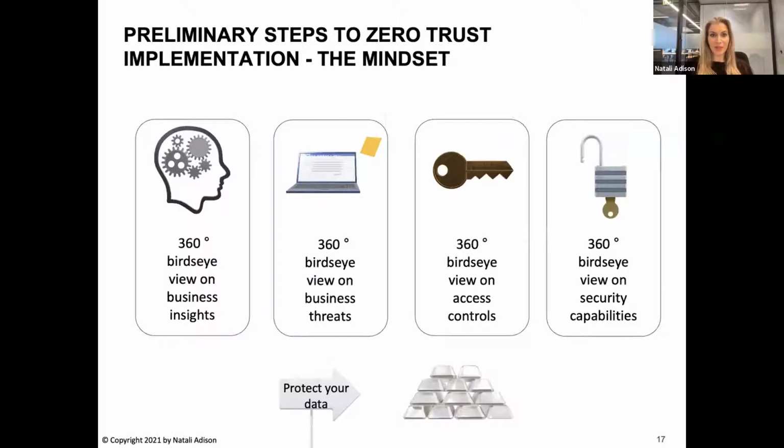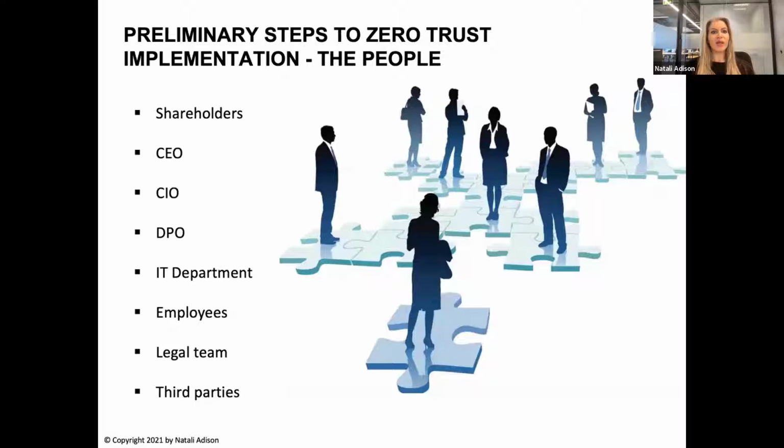Some preliminary steps need to be taken in order to implement the zero trust strategy. First of all, you have to start with the mindset. You have to have a 360-degree bird's eye view on your business insights, on your business threats, on access controls, and on security capabilities in order to protect your data. Second, you also need the right people on board. So who needs to be involved? Absolutely everybody. As you can see on the slide: shareholders, CEO, the IT department, the employees, the legal team, your DPO, of course, and your partners.